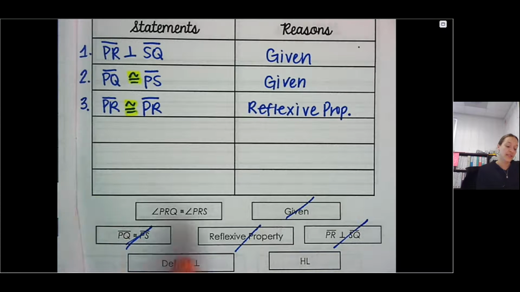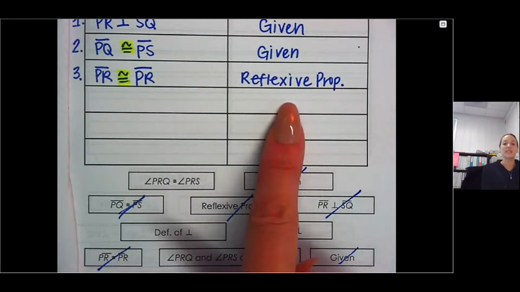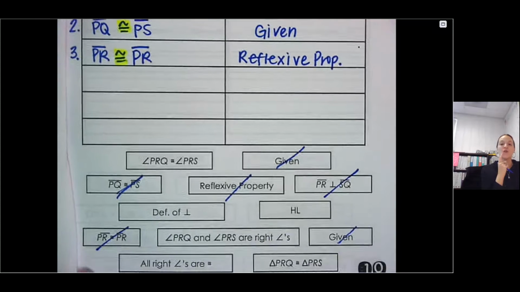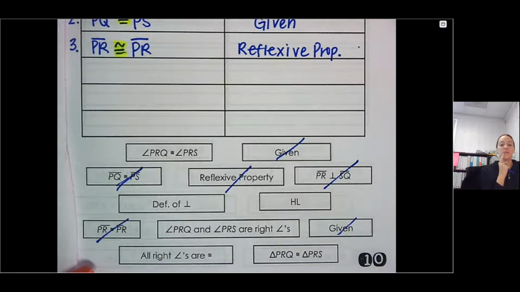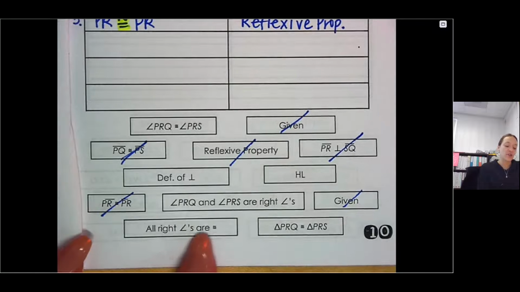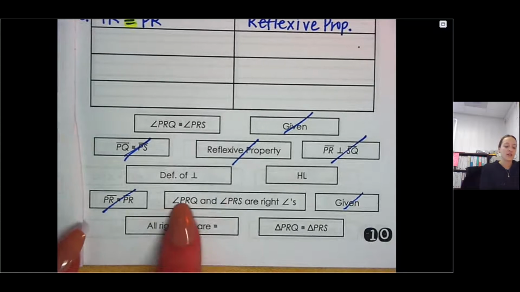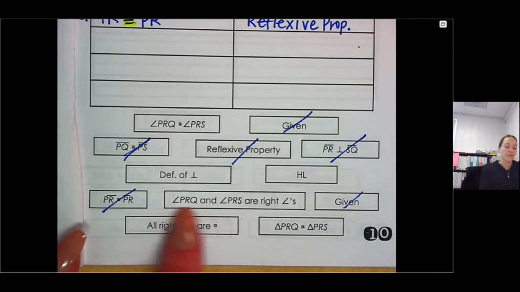Are right angles. Yes, good. So this statement right here, we know that they're right angles. And what would be the reason for that? How do you know that they're right angles, Zarian? Well, if I'm saying all right angles are congruent, I better have a congruent symbol in my statement. And there's not a congruent symbol in this statement right here.